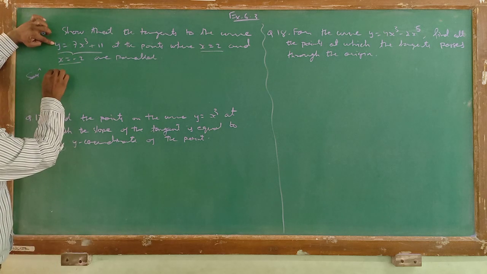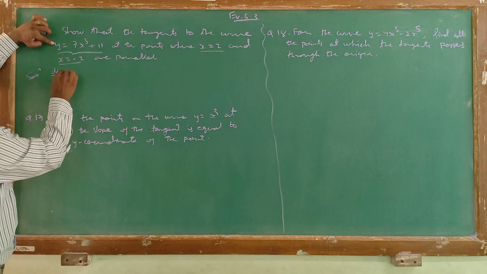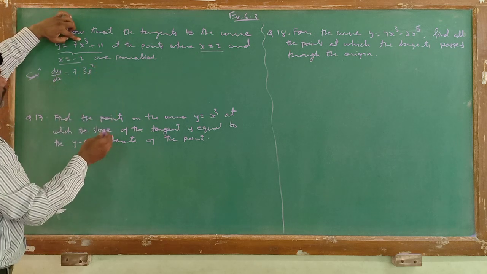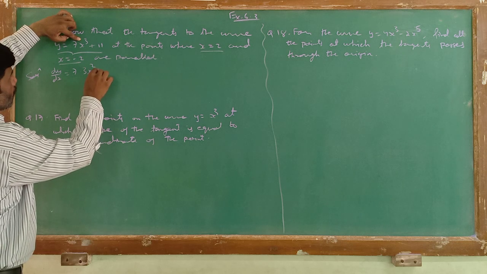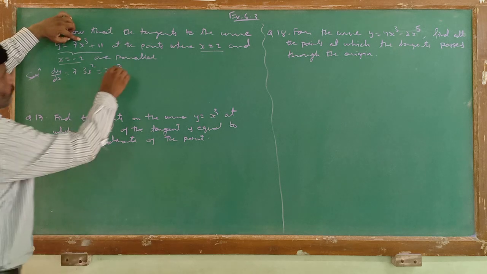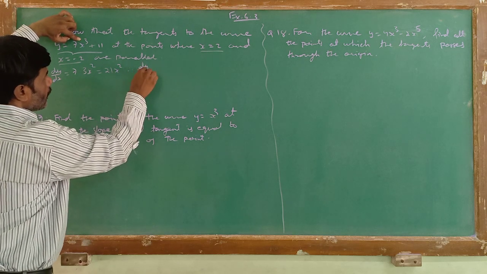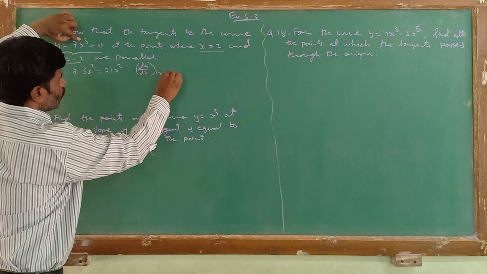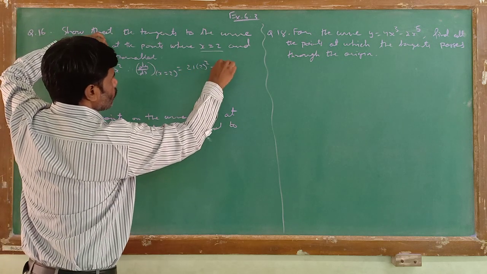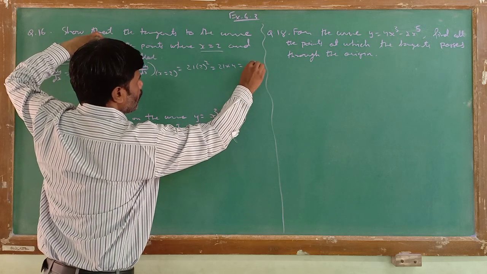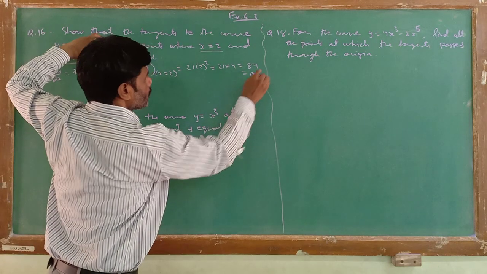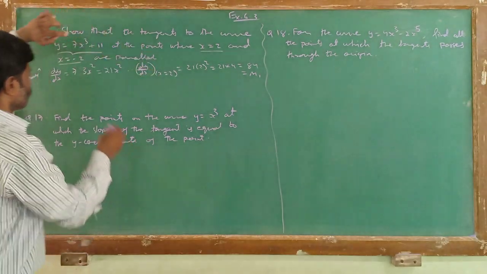So first of all I am finding dy by dx. dy by dx is equal to 7 times the derivative of x cube, which is 3x square. So that is equal to 21x square. Therefore dy by dx at x equals 2 is equal to 21 into 2 square, that is 21 into 4, which is equal to 84. That is m1, the slope of the first tangent at x equals 2.